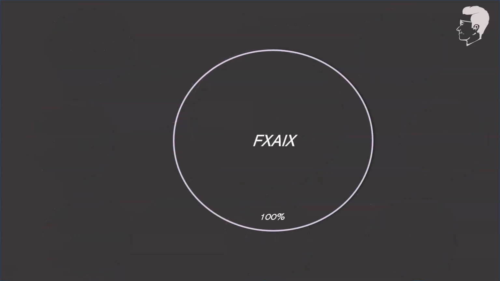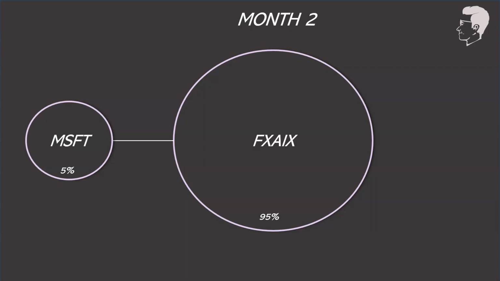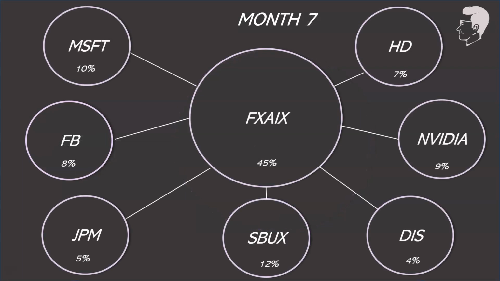And so percentage wise, here's an example with FXAIX, which is the Fidelity fund that I talked about. You start off with 100%. Maybe by month 2 you decide that you like Microsoft and you want to add some money to it. And so what you could do is you could take FXAIX, reduce it from 100% to 95%, then you put 5% into Microsoft. And over time, you're going to have a nice diversified portfolio where you're going to have this core and then these satellite positions. And that's why they call it a core and satellite portfolio.